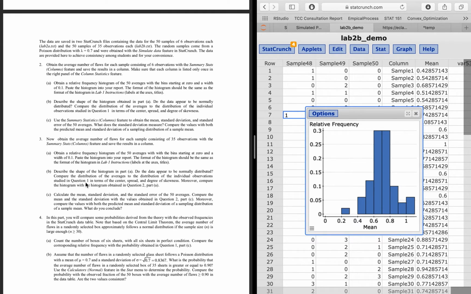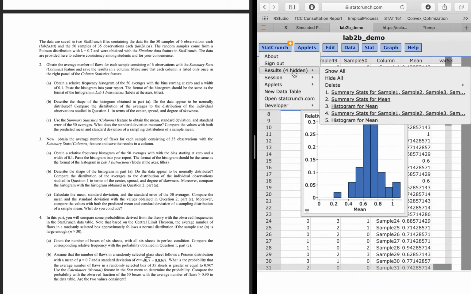Then 3B asks you about the shape. The histogram is very bumpy, not very smooth, but I would say this one is quite symmetric. My center is about 0.7, right in the middle, and I have roughly similar amounts on the left and on the right. It also asks you to compare the center, spread, and skewness with the histogram we had in 2A and the one we had in the first question.